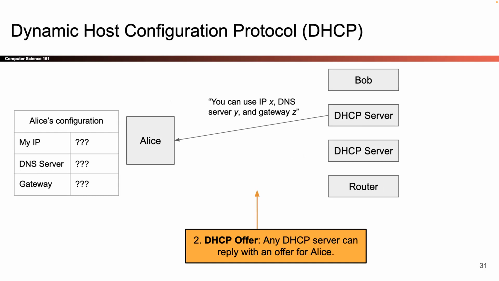And well, now she's going to get some responses. So she might get one response. She might get two responses. And each response has to come with all of the answers to her questions. Like, here's an IP address that I can assign to you that you can use from now on. Here's a DNS server you can contact as a helpful friend. Here's a gateway you can contact for the rest of the world. So different servers could offer different answers.